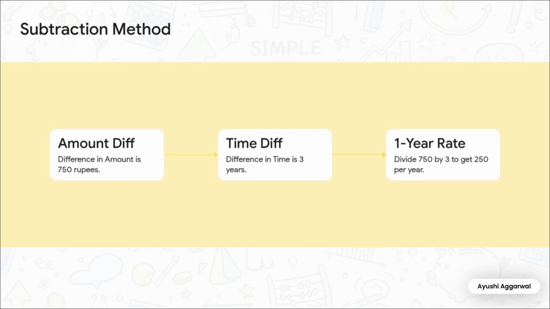Once you know 1 year's interest is 250, you can so easily find the 2-year interest, subtract it from the 1,250 amount, and instantly find your principal. It's just so logical and satisfying.